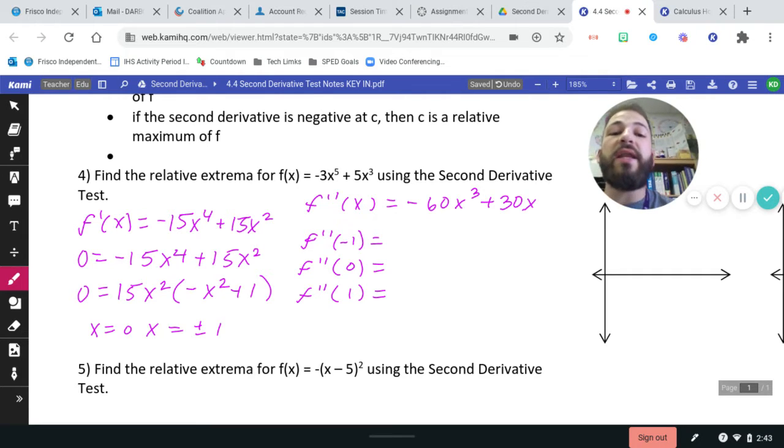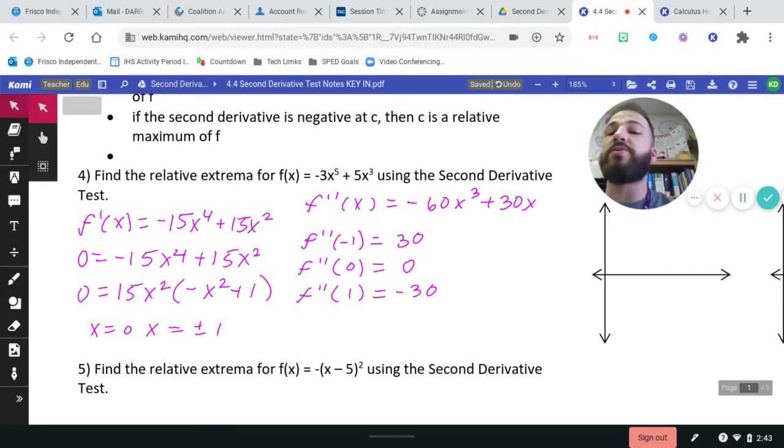Okay, so plugging in negative 1, negative 1 cubed will be negative 1. Negative times a negative is a positive, so 60, plus 30 times negative 1 will be negative 30. So 60 minus 30 is 30. Plugging in 0 would just give us 0. Plugging in 1 would give us negative 60 and positive 30, which would give us negative 30. Okay, so those are our values on the second derivative.